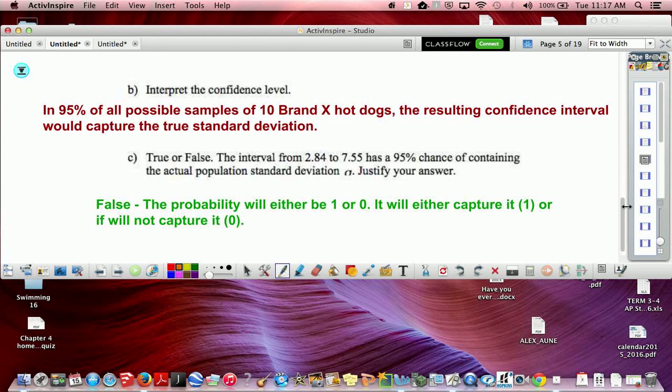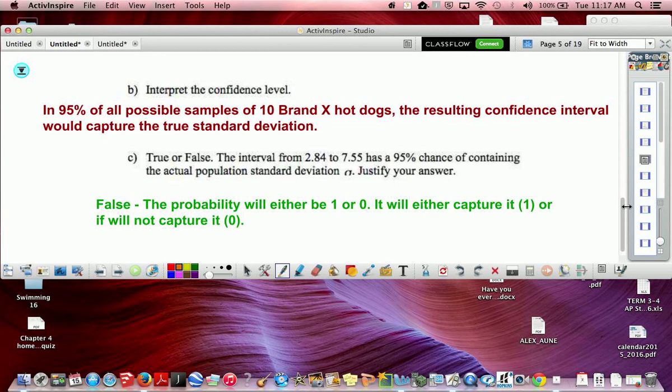Because if I do another sample, I'm not necessarily going to get this exact interval. I might get something different. But if I look at all of my intervals, 95% of those should have the true population standard deviation. But when we look at one, either it captures it or it doesn't. It's one or the other.